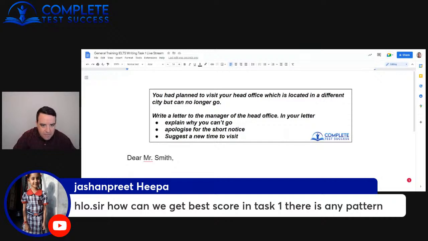Jashan Preet, hello, sir. How can you get the best score in task 1? Is there any pattern? Well, it's down to understanding how to get a high score for task achievement, coherence and cohesion, vocab and grammar. What we're looking at here is task achievement and coherence and cohesion, like what information to put in each sentence, the organization of your essay.